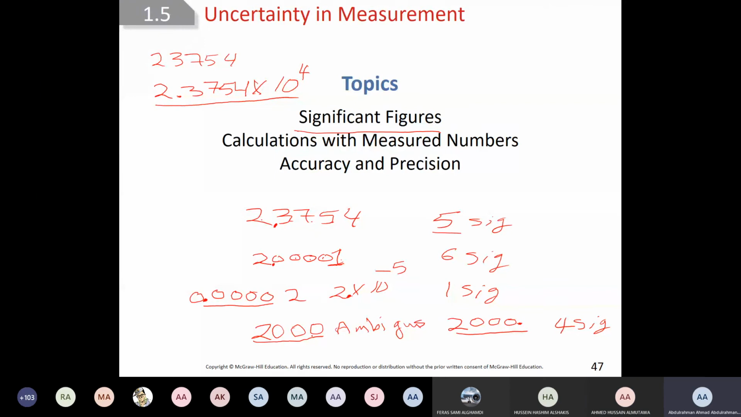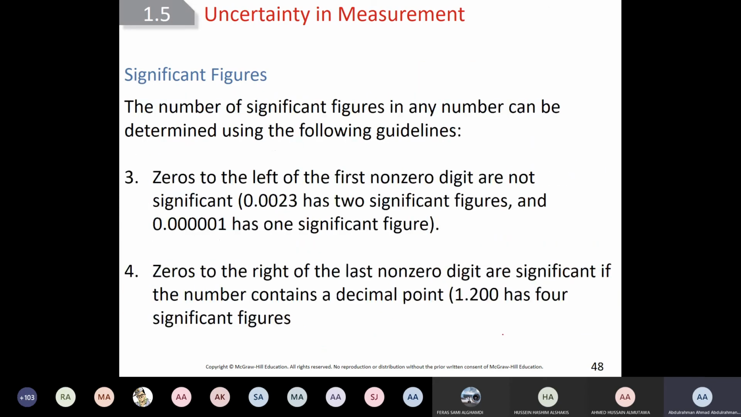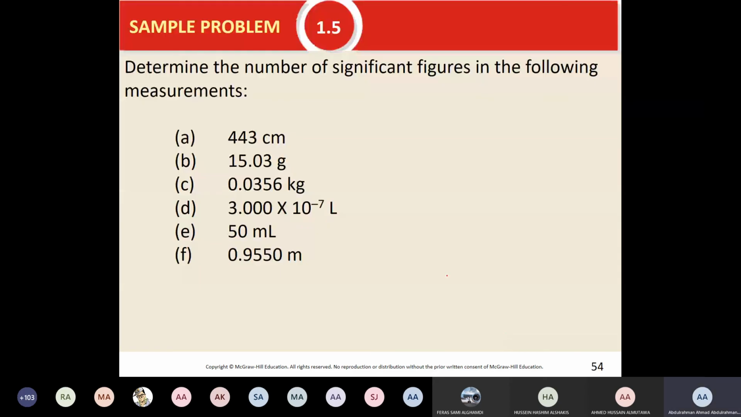Ambiguous, I don't know. Clear? Only with zeros, right? It could be 1 or 2, it could be at least 1, but it could also be 4, but I don't know. I have to have the decimal. Very good. Very quickly, tell me how many significant figures in A?